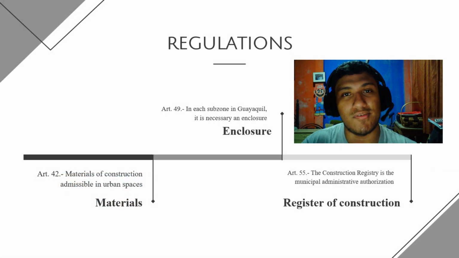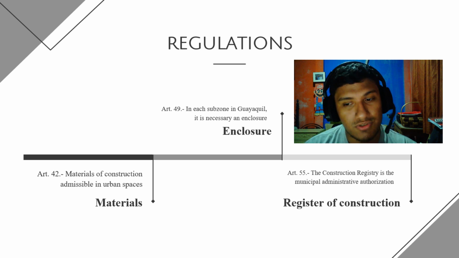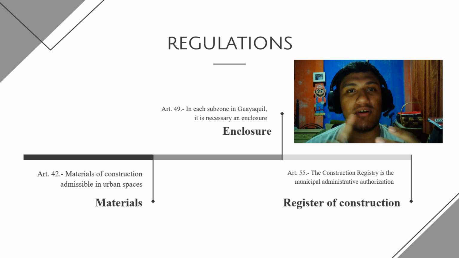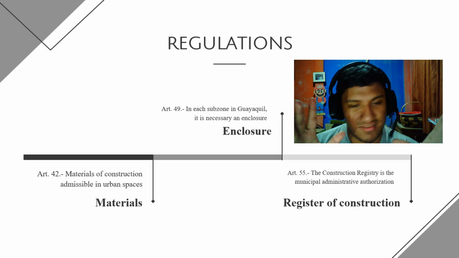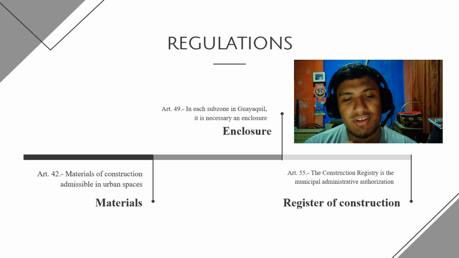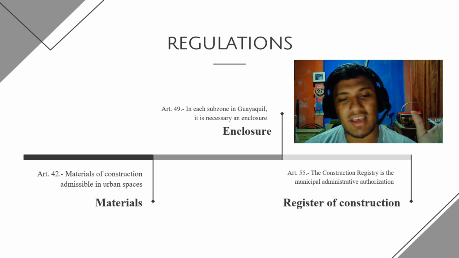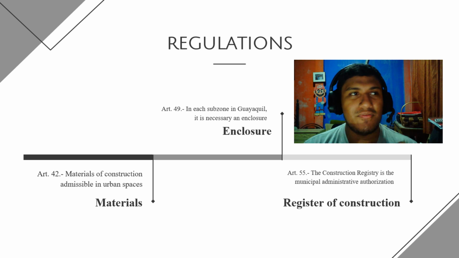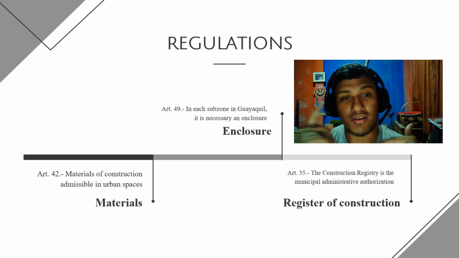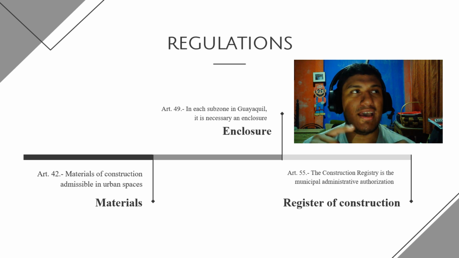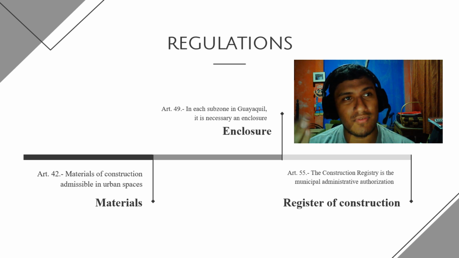And lastly, we have the regulations for our building, which cover the materials, the enclosure, the register of construction, and the plans, among other things, of course. For the materials, we have Article 42, which talks about the construction materials admissible in urban spaces. For example, we have concrete, wood, and other materials that can only be used in the central part of Guayaquil. Of course, our building considers only concrete.